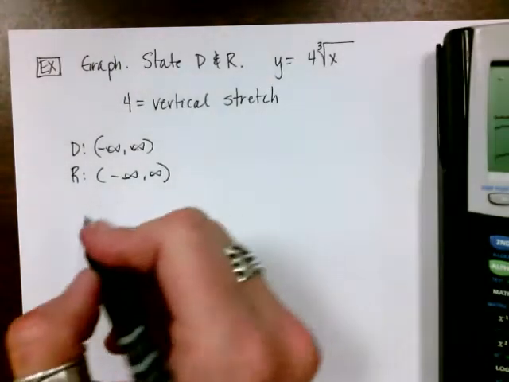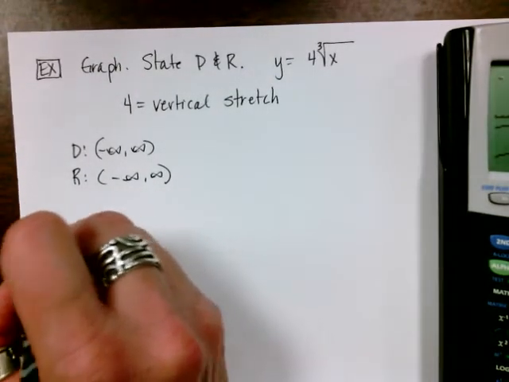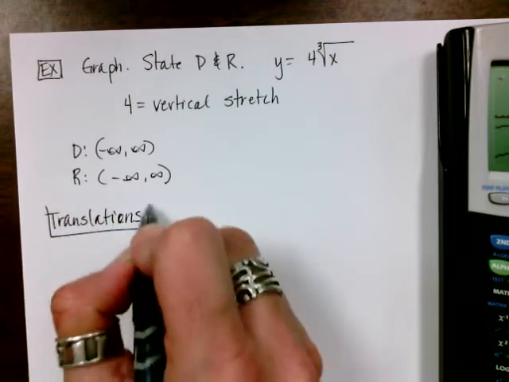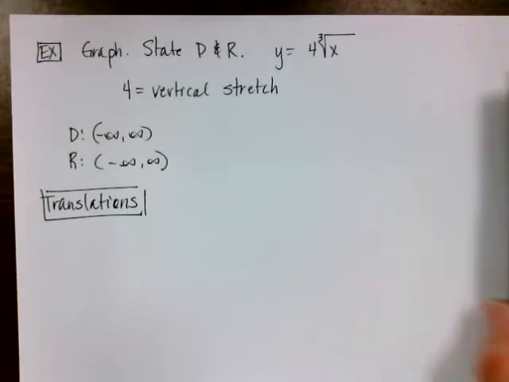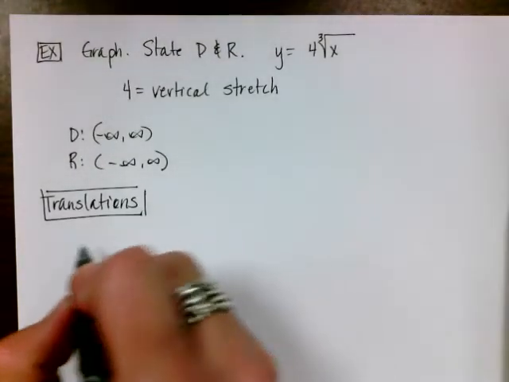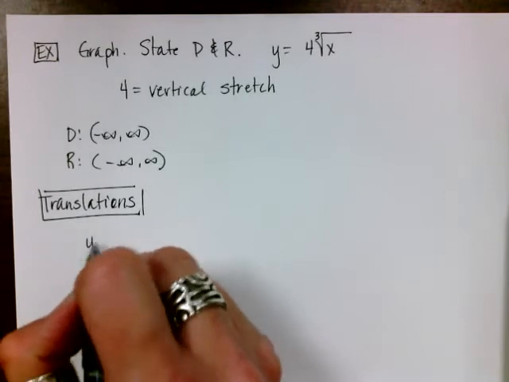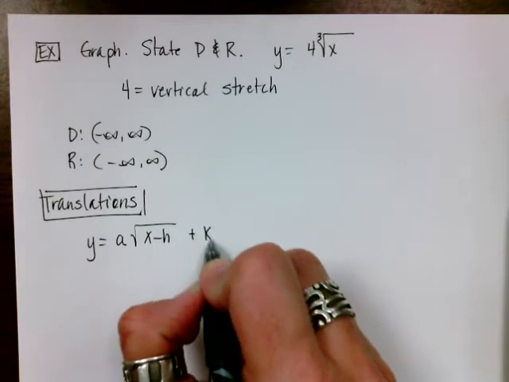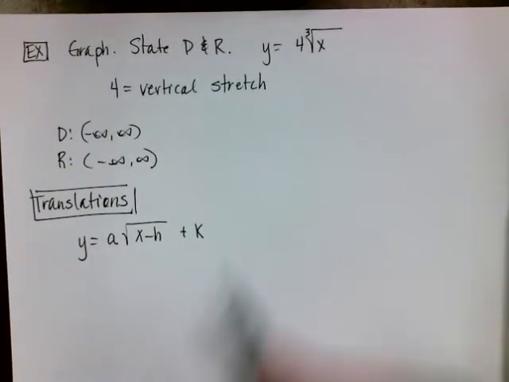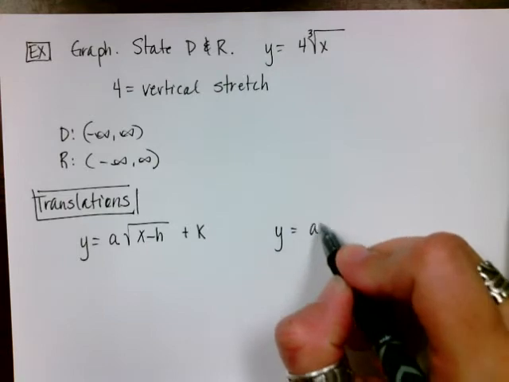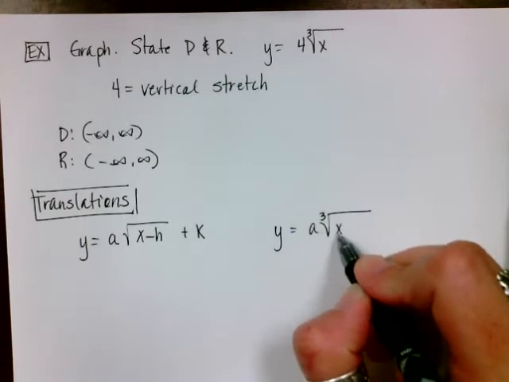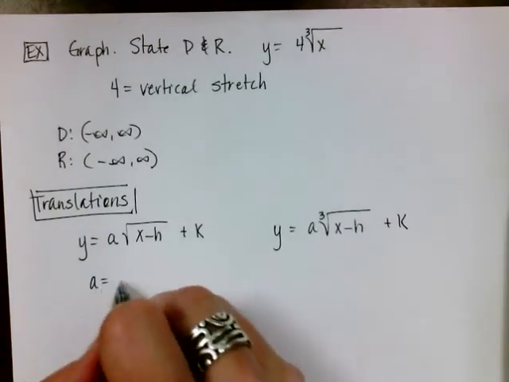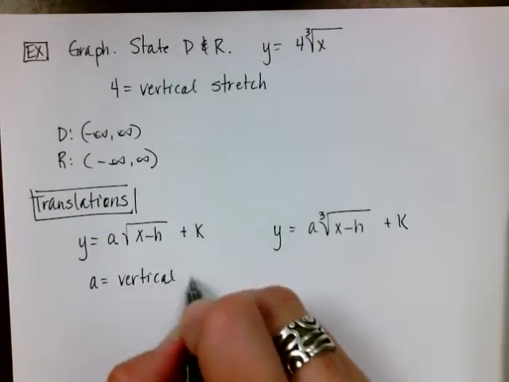Alrighty, so now let's talk about our parent functions a little bit more, and let's talk about translations. And we've talked about these many times before, but we'll use them in reference to the two new parent functions. So the first one is my square root, and if I have y is equal to a times the square root of x minus h, and then outside the radical plus k. And then for my cubic, if I have an a, and then I have the cube root of x minus h plus k.